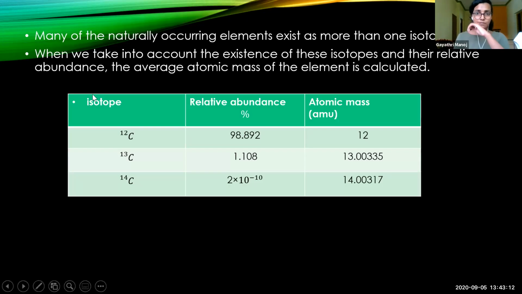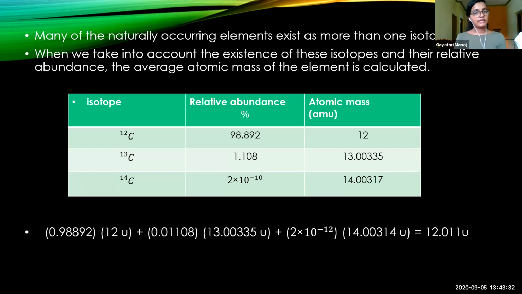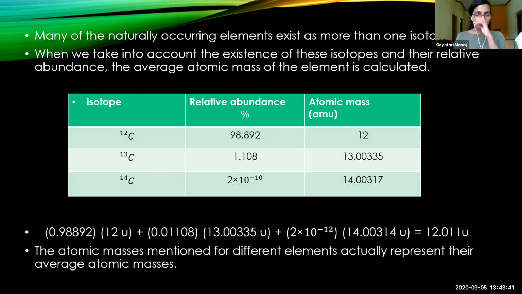Let's take carbon as an example. We know that carbon has three isotopes, that is carbon-12, carbon-13 and carbon-14. And in this table, their relative abundance as well as their atomic mass are given. And how can we find their average atomic mass? You just have to multiply their relative abundance and atomic mass and add it up, which gives 12.011 U. Pretty simple, right? Now, here is something really interesting. In our periodic table, the atomic masses mentioned are actually their average atomic masses.